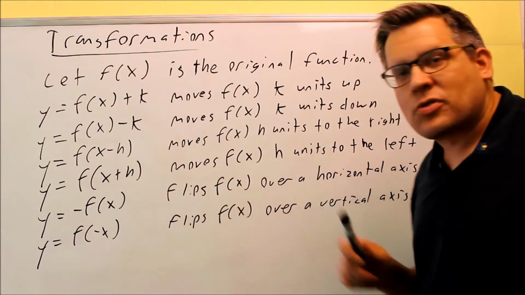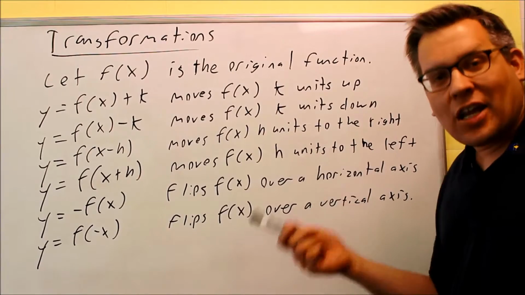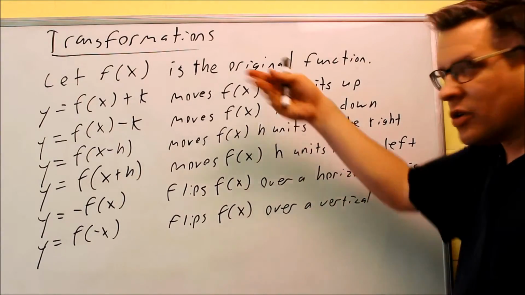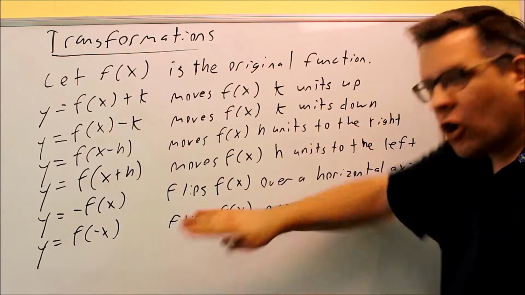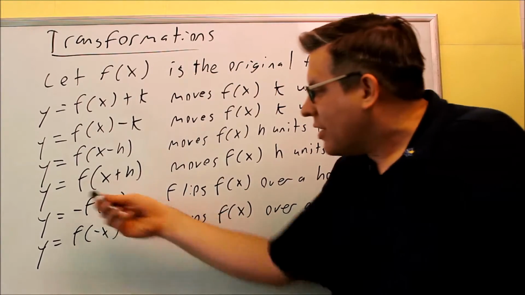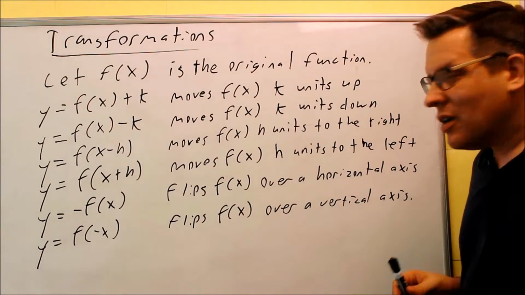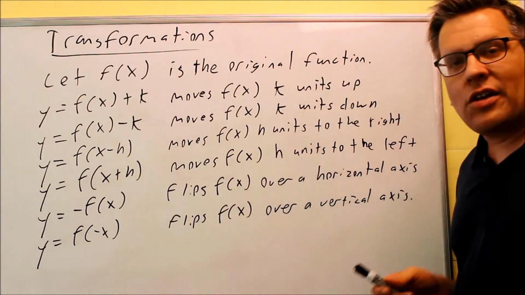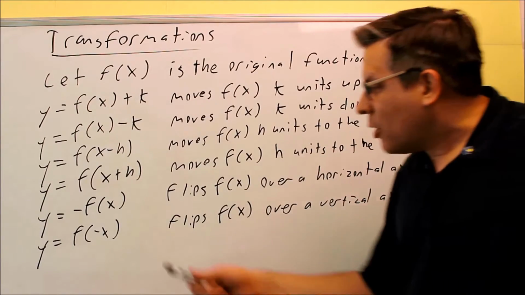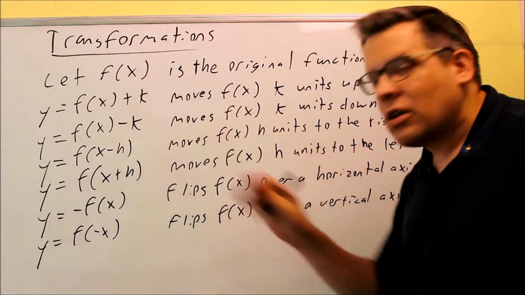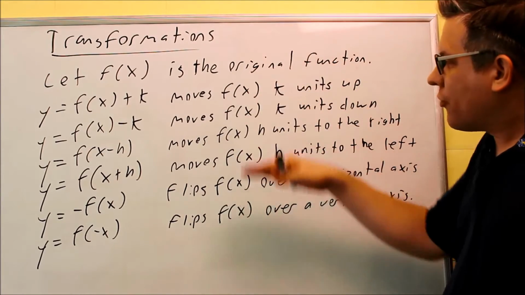Then we have some flips here. If you have a negative on the outside, like you might have negative x squared, for instance, what that'll do is it flips it. If it was opening up, it's now going to open down. Negative does that. So it's flipping it over a horizontal axis. If you've got a negative on the inside, like a negative square root of x, the graph normally goes to the right. But if you have a negative inside, that's going to flip it and have it move over to the left. So these would be all your different transformations.